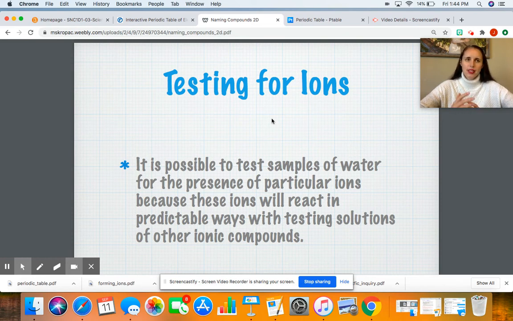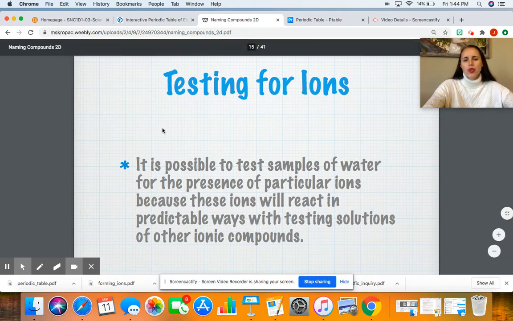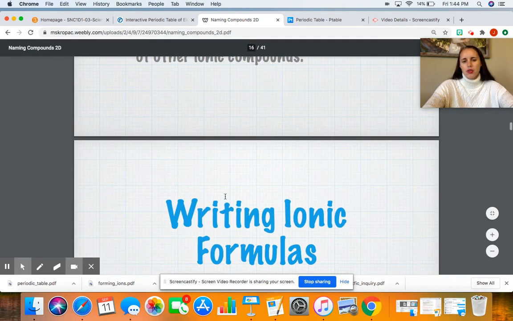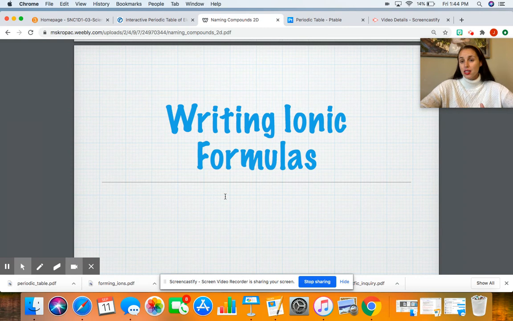Because the ions are present in water, you can't necessarily see them. There are lots of ways to test using outside chemicals. That's a little bit of background information on ionic compounds.